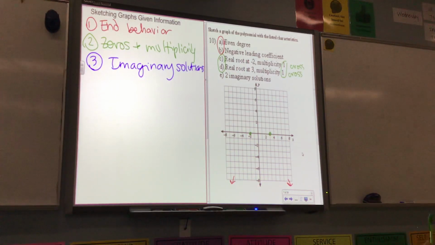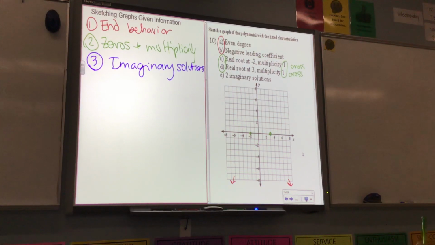Your imaginary solutions mean a lot of different things depending upon the function, so we're just going to talk in generalities about what it will do. If you have imaginary solutions, there will always be an even number of them: 2 or 4 or 6. The reason is that you had to do the quadratic formula, so you had to get 2 different answers there with your plus or minus in your quadratic formula.